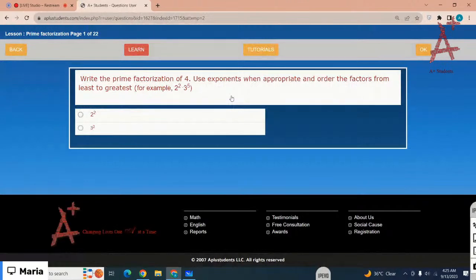Write the prime factorization of 4. Use exponents when appropriate and order the factors from least to greatest. You have to write down the prime factors of 4. How do you write?